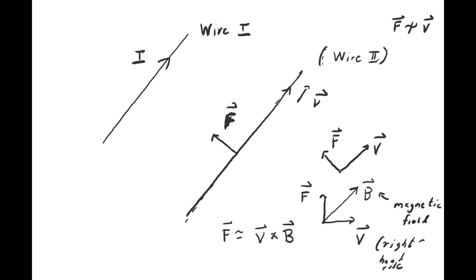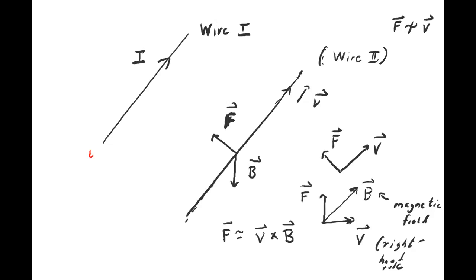Okay. So when you take V and cross it into B, you get a force that points in that direction. Now that tells you something else. That tells you that this magnetic field B points in that direction with regard to wire 2, and actually tells you something even more powerful.